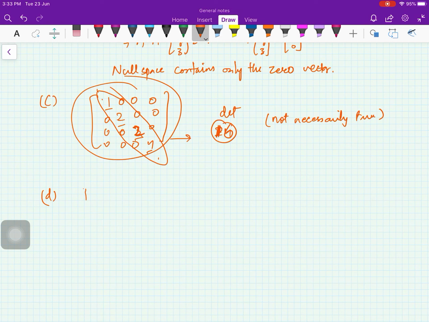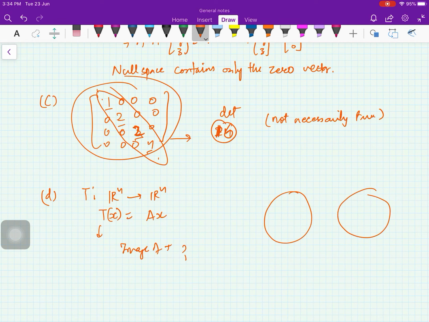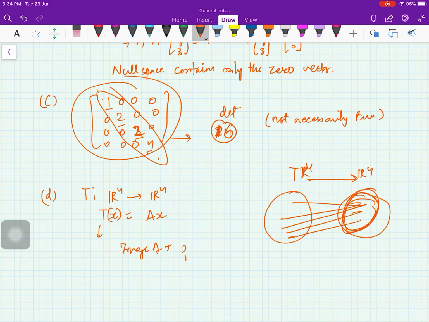Now the D part: the image of the linear transformation x going to Ax in R4 is R4. You are defining a linear transformation from R4 to R4 where you take a vector x and multiply it with A. Now it is asked what the image of T is. Image means range. Basically T goes from R4 to R4, so you want to know whether all the elements are mapped onto R4. This is what they are asking.